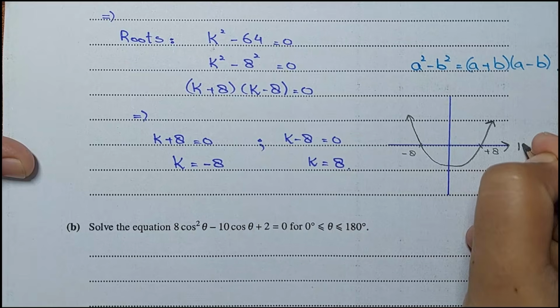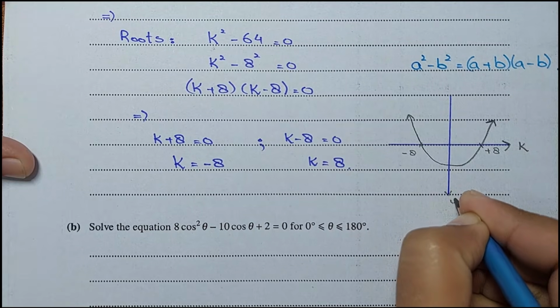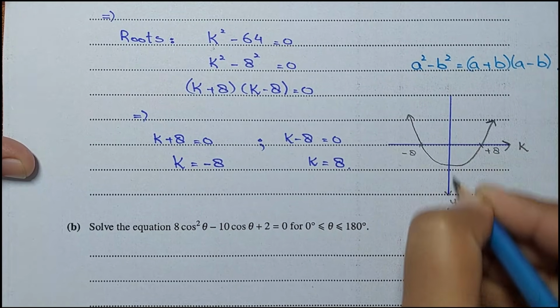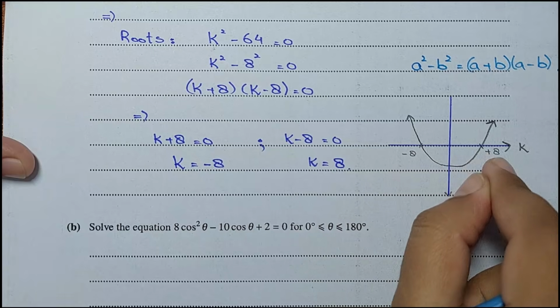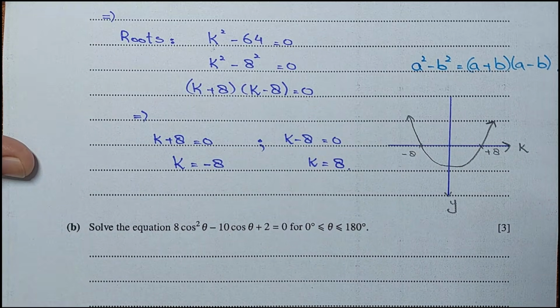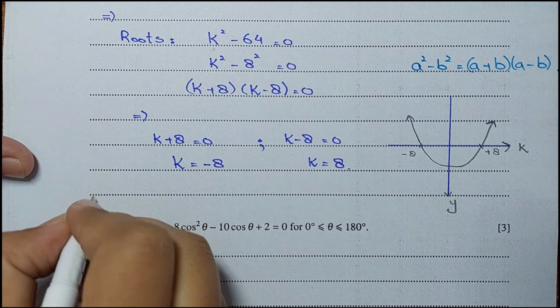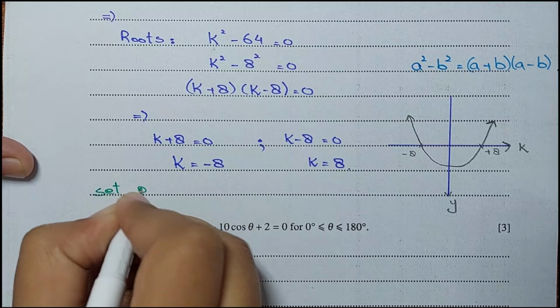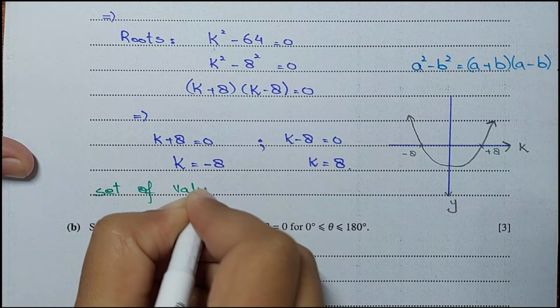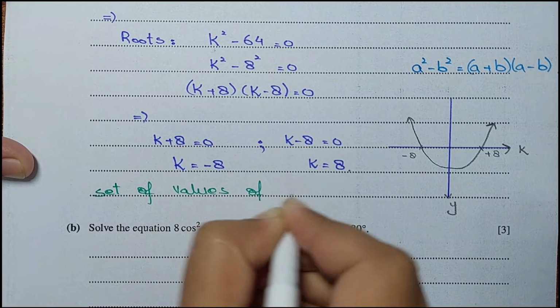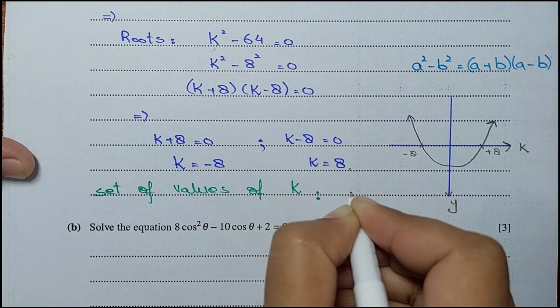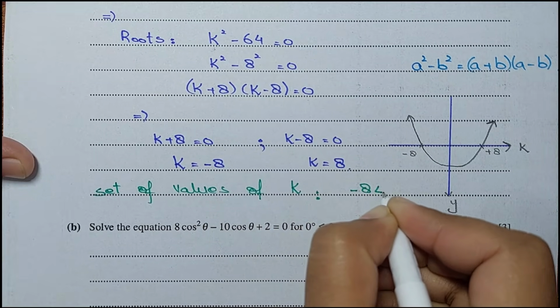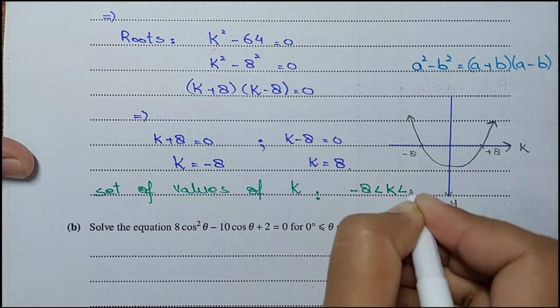This is your k and these are your y values, right? The y values are less than 0 when k is between minus 8 and plus 8. So these are the set of values of k: minus 8 is less than k is less than 8.